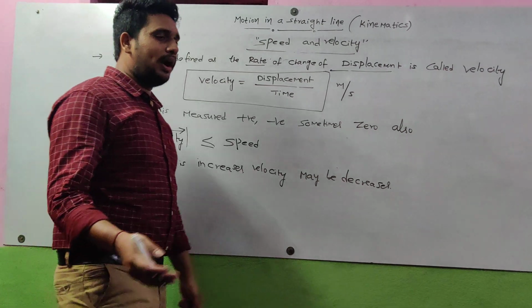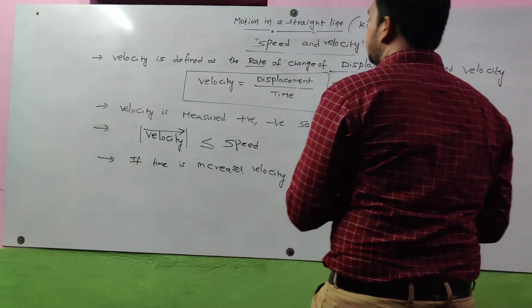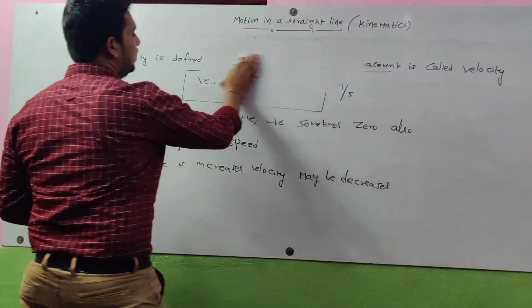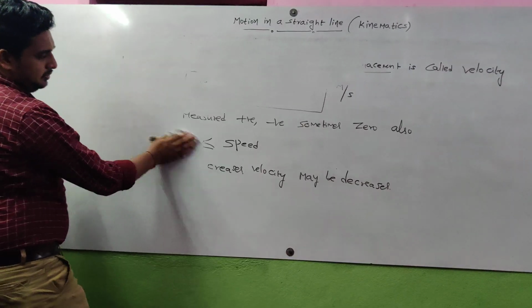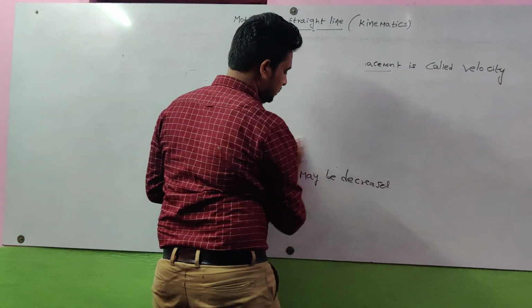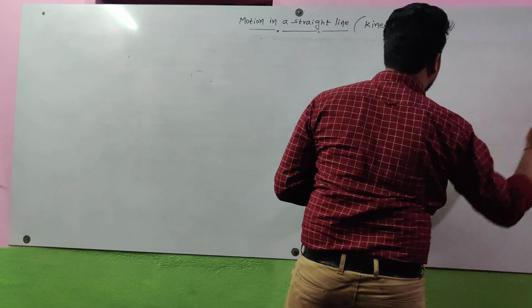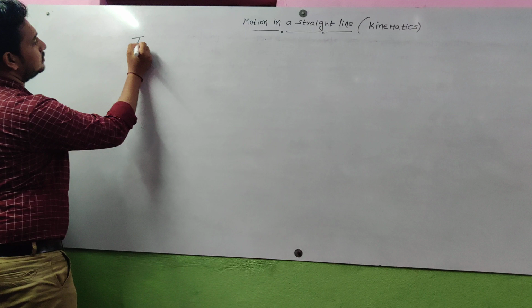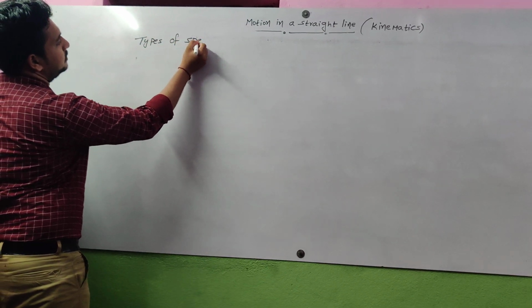And now I would like to discuss types of speed and types of velocity. So the next topic is types of speed and types of velocity. So what are the types of speed here?